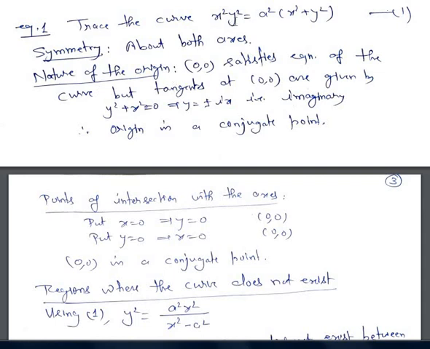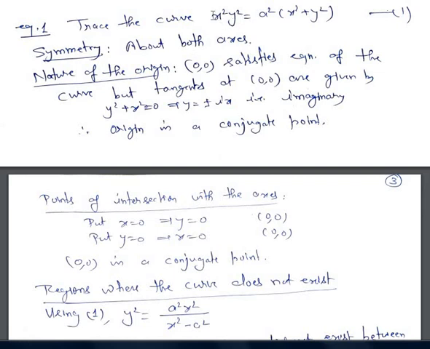Now if you put x = 0, y = 0, what will you get on the left hand side? You get 0, and the right hand side also is 0. So (0, 0) satisfies the equation of the curve. Now if you find out tangents at the origin, how do we find them? We find tangents at the origin by equating the lowest degree term to 0.